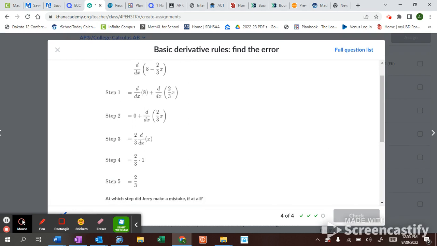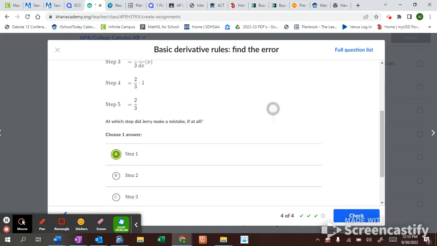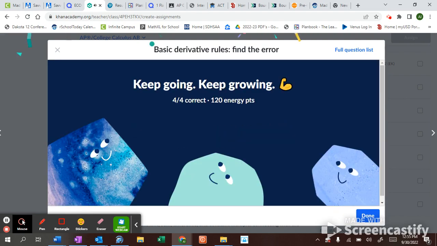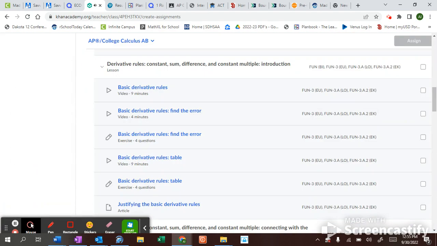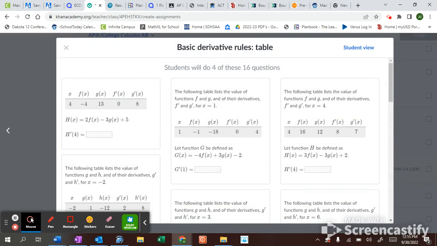Do you see a mistake they made? Positive, negative there. Step number 1, the very first step, because it's a minus and they put a plus sign. Okay? Woo! Yeah. All those energy points. Woohoo! Okay.